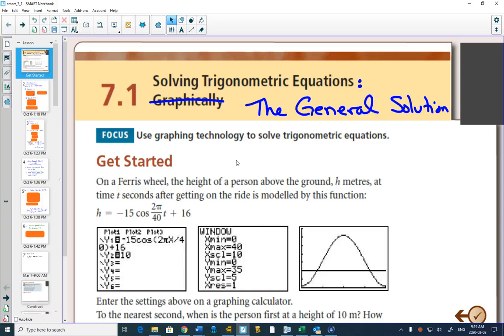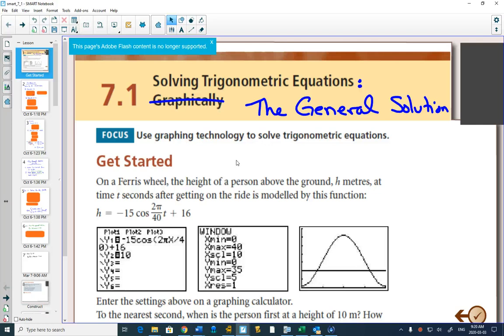First thing we're going to do is change the title of this section. Take out the word graphically, since we're not going to be using our graphing calculators. We are going to call this one the general solution.